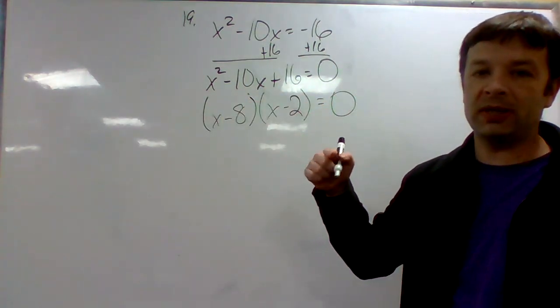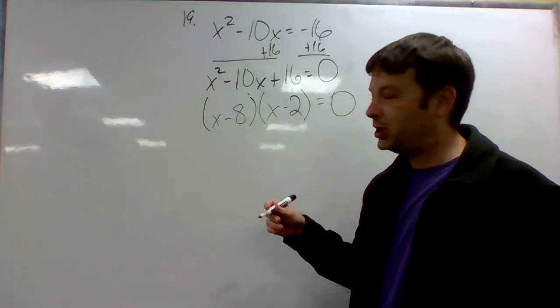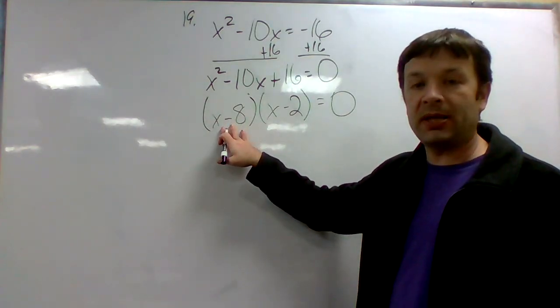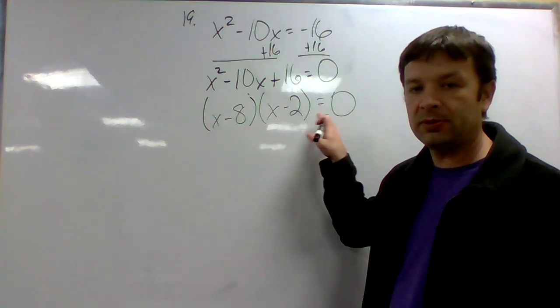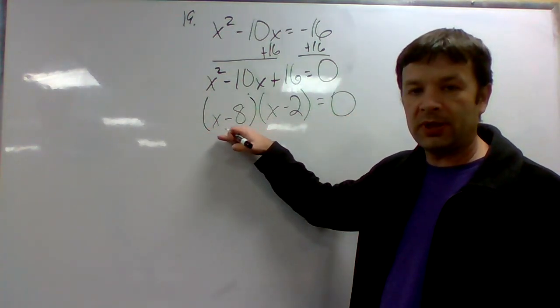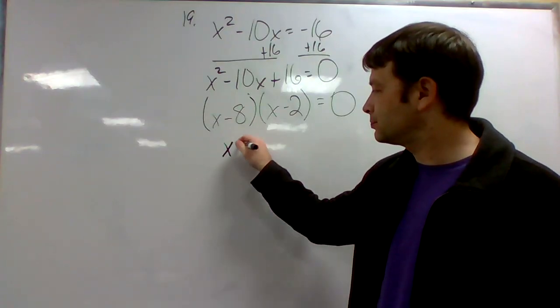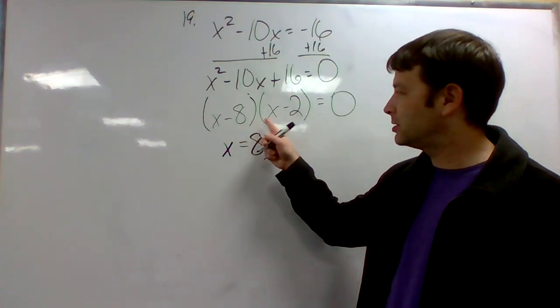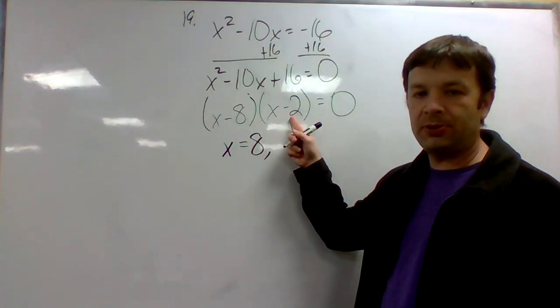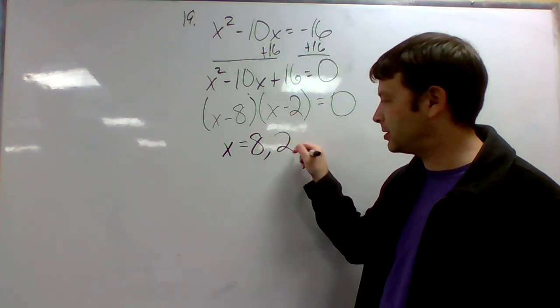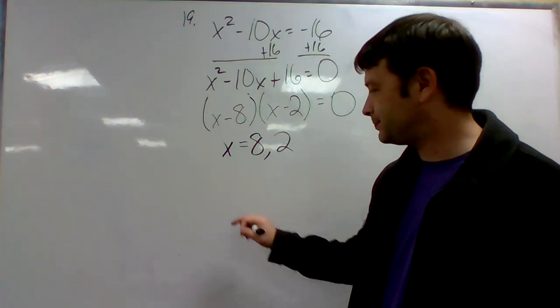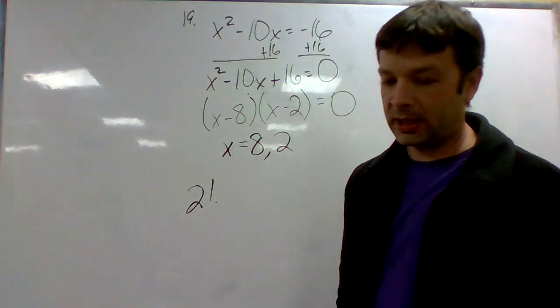Remember, we're not done. We've got to figure out what x could be. So if x minus 8 is one of the factors, what x value could make this into a 0? What x value? 8. What minus 2 equals 0? 2 minus 2 is 0. So 2 is another possibility. So 8 and 2. All right, last one.